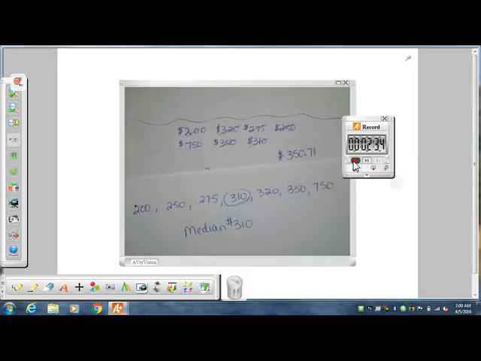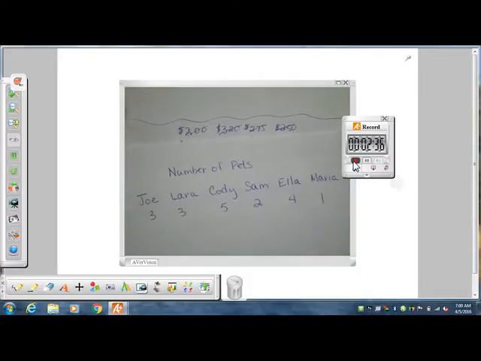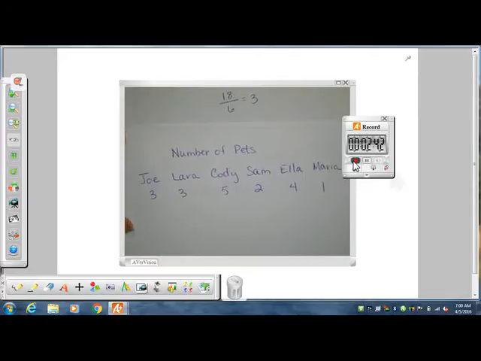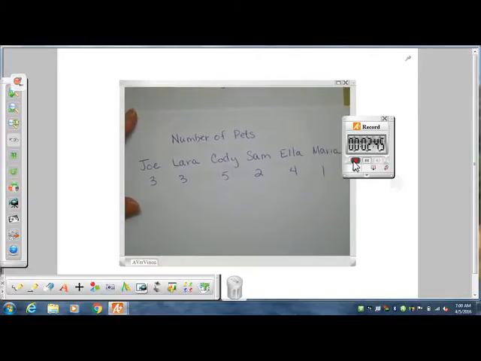The other one we want to look at is this one, the number of pets that various people have. Again, we're going to find our median, and so we have Joe, Laura, Cody, Ella, Sam, and Maria. So the first thing I have to do is put them in order. I've got a 1, a 2, 3, 4, and 5. And I do have to make sure that I list both of them. We want to make sure that we have both of them to where they represent both people.